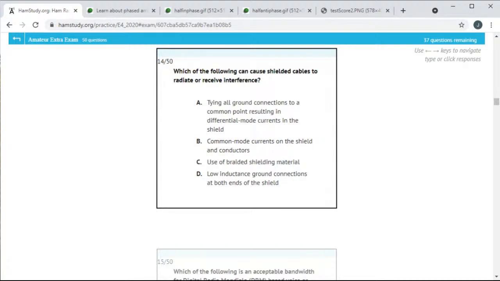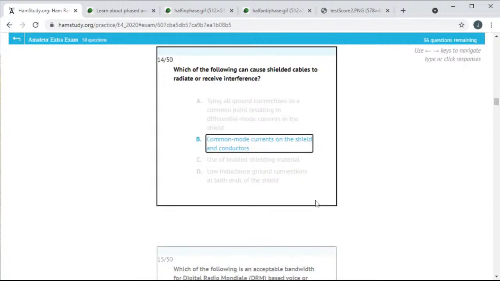Which of the following can cause shielded cable to radiate or receive interference? A, tying all ground connections to a common point resulting in differential mode currents on the shield. B, common mode currents on the shield and conductors. C, use of braided shielding material. D, low inductor ground connections on both ends of the shield. I believe it's B.